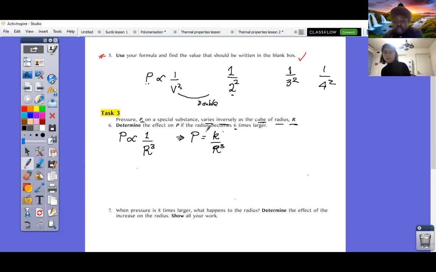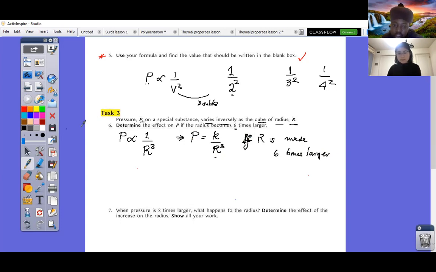There's nothing more here than to show that if you increase this, so this is what it is at the moment. You're not actually proving anything. So P is equal to K over R cubed. If R is made 6 times larger, it means this is no longer R cubed, because the R is now 6 times bigger than R.